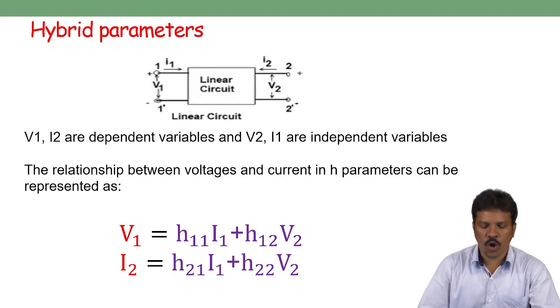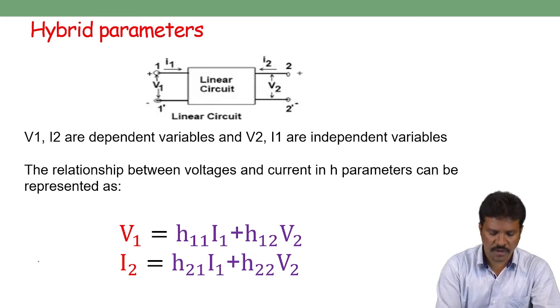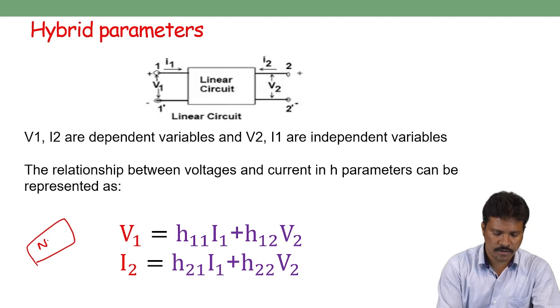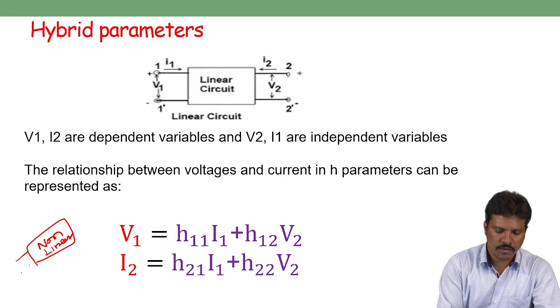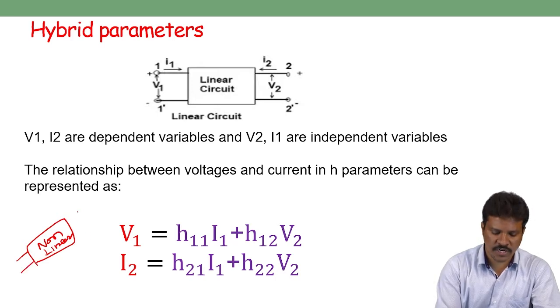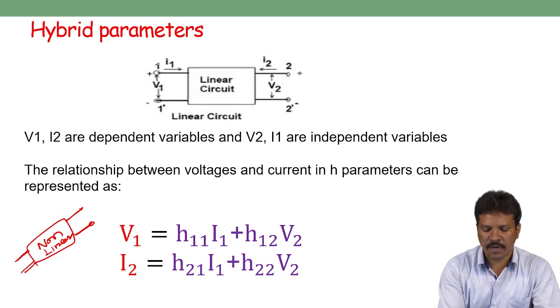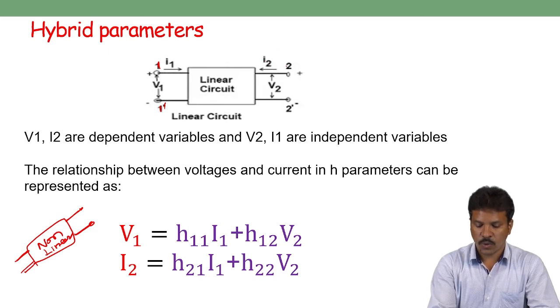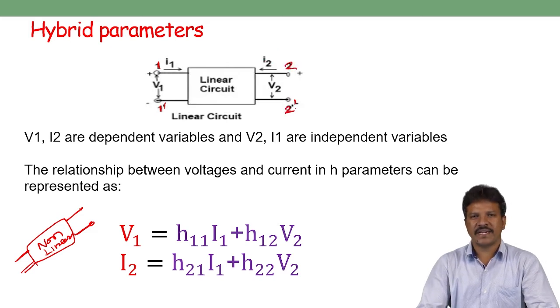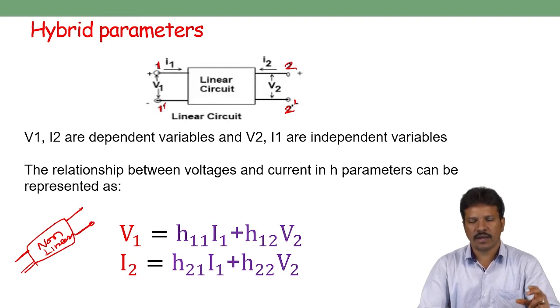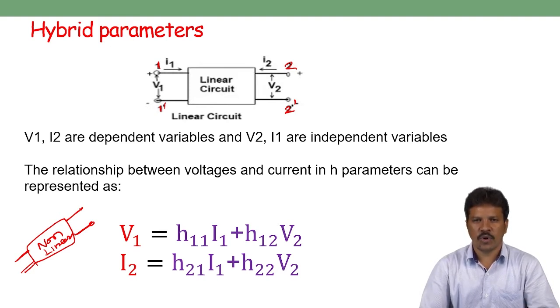If you take any nonlinear device, we can consider a two-port network which consists of two ports. One is the input port and one is the output port. Here the input port we can represent with 1 and 1 dash, and the output port with 2 and 2 dash. A port at the input side is called the input port, and a port at the output is called the output port.